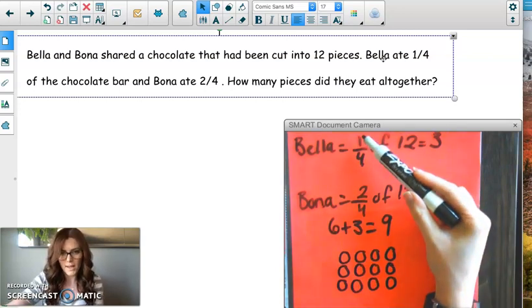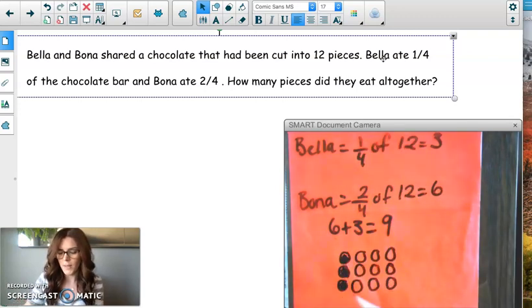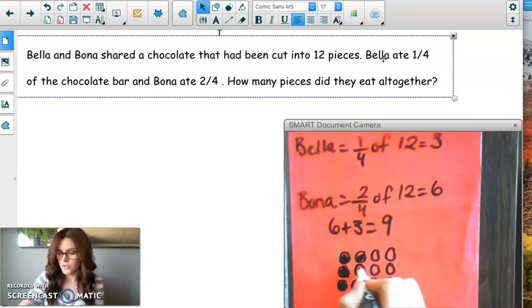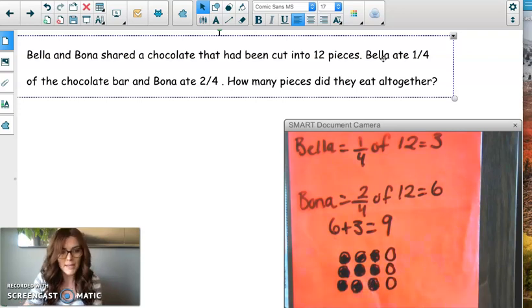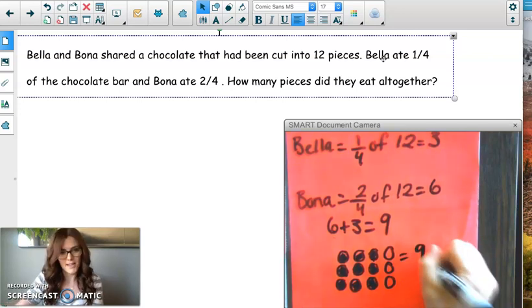Bella ate 1 of the 4 groups. So I'm going to color in 1 group for Bella. Bona ate 2 of the 4 groups. So I'm going to color in 2 groups for Bona. And the question is asking how many pieces did they eat all together? Well, if we count, we should get 9 that are colored in. 3, 6, 9. 9 of the 12 pieces. So they ate 9 all together.